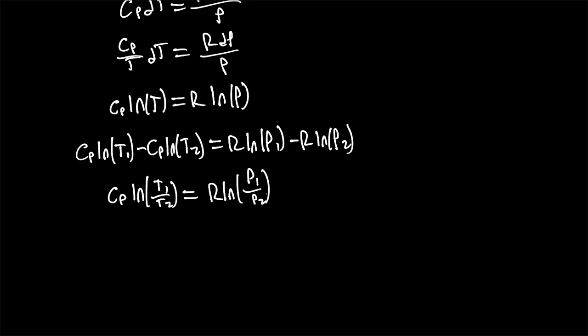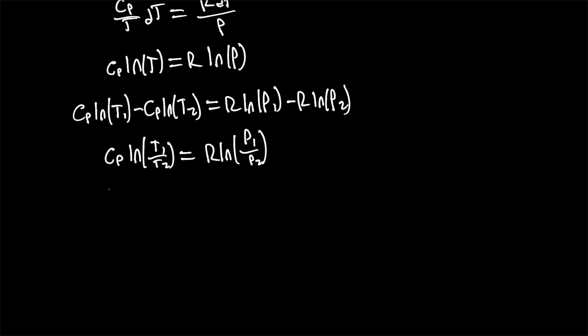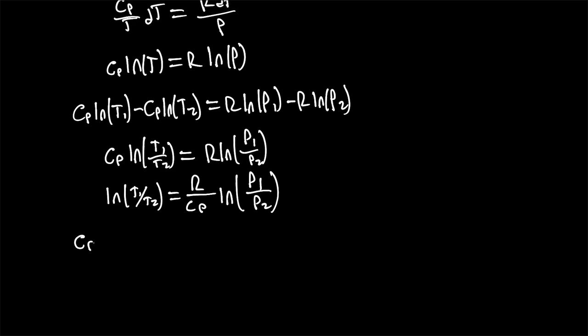We can then divide both sides by the constant pressure heat capacity if we want to get this in terms of just the temperature. So natural logarithm of T1 over T2 is equal to R over the constant pressure heat capacity times the natural logarithm of the pressure ratio. And it's important to note that Cp equals Cv plus R.